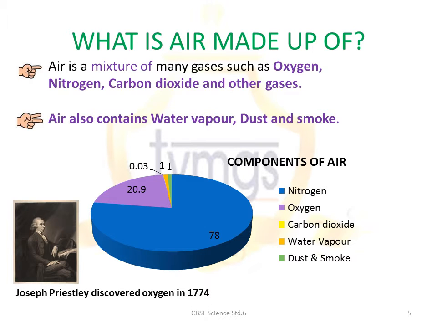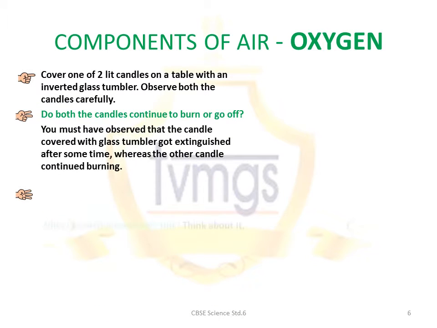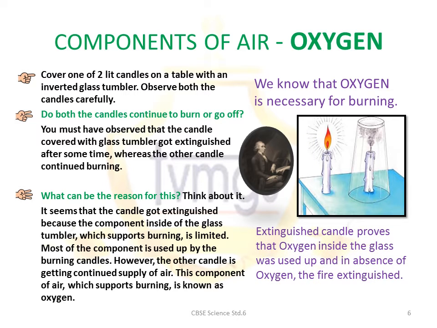What is air made up of? Air is a mixture of many gases such as oxygen, nitrogen, carbon dioxide and other gases. Air also contains water vapor, dust and smoke. Let's learn more about the components of air. The first component that we'll go through is oxygen. We know that oxygen is necessary for breathing and it supports burning.